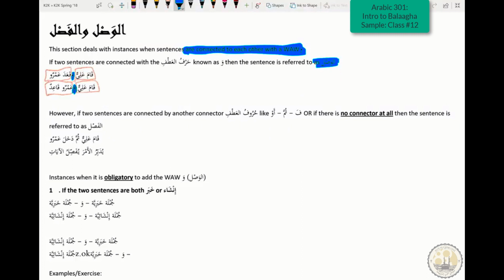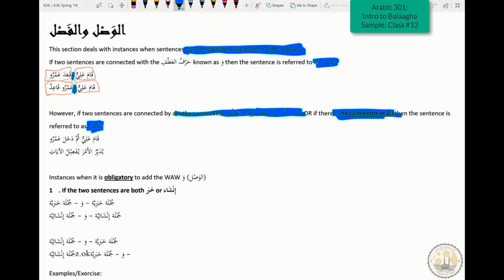You guys understand that? However, if two sentences are connected by another connector, like the other huruf al-atf, for example fa, thumma, aw, or if there's no connector at all, then the sentence will be referred to as al-fasl. What is al-fasl? Al-fasl is basically when that waw is not present. In this instance, we call these sentences al-fasl. Let's take a look at some examples.